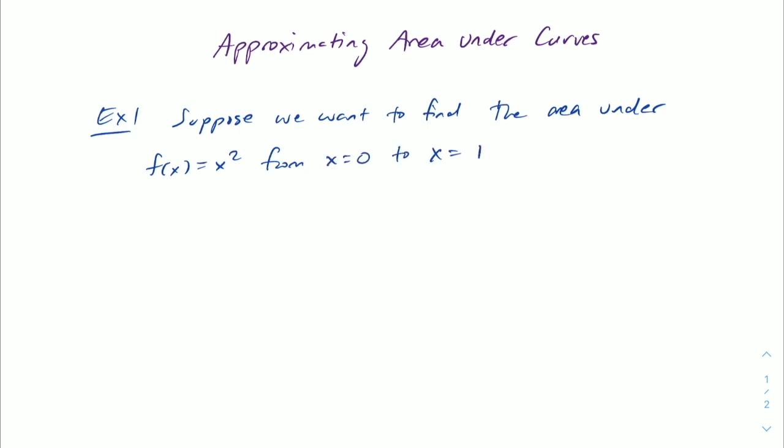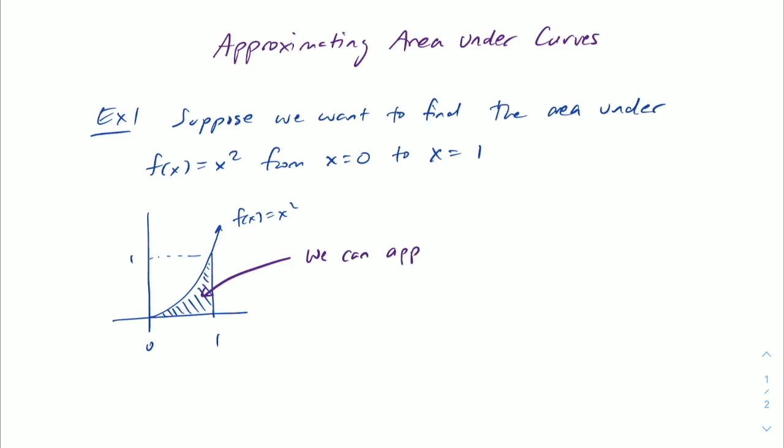Let me sketch this area. So we have a standard quadratic here, y equals x squared, or f of x equals x squared. And we're looking between 0 and 1, so this area right here. I want to find that area. We can approximate this area with rectangles, and these rectangles are going to have heights determined by the function outputs.